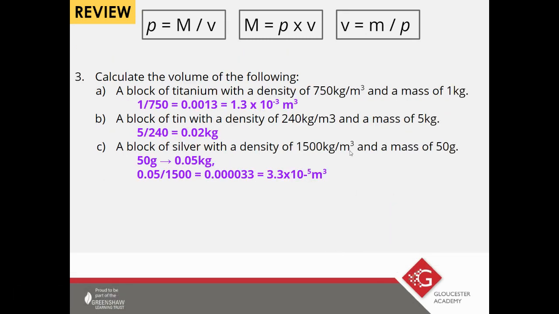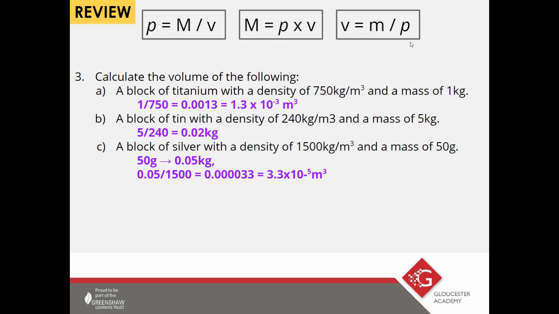Calculating the volume. This time you were using volume equals mass divided by density. So a block of titanium with a density of 750 kilograms per meter cubed and a mass of 1 kilogram. So 1 divided by 750 gave me 0.0013, which is 1.3 times 10 to the minus 3 meters cubed.